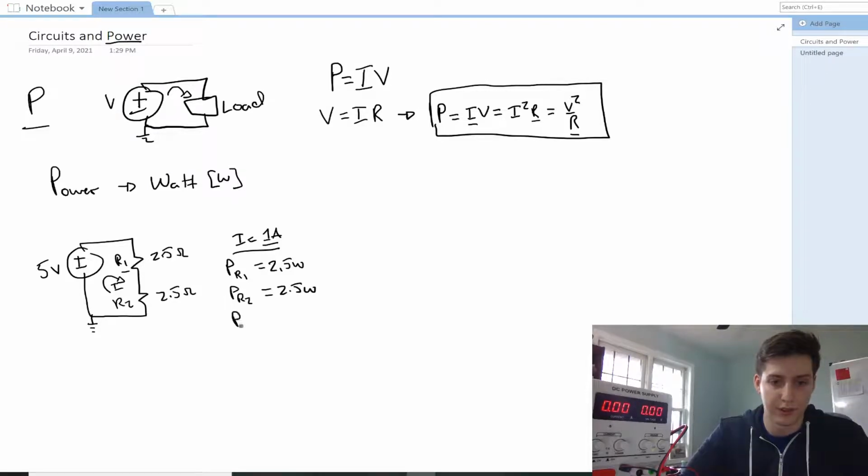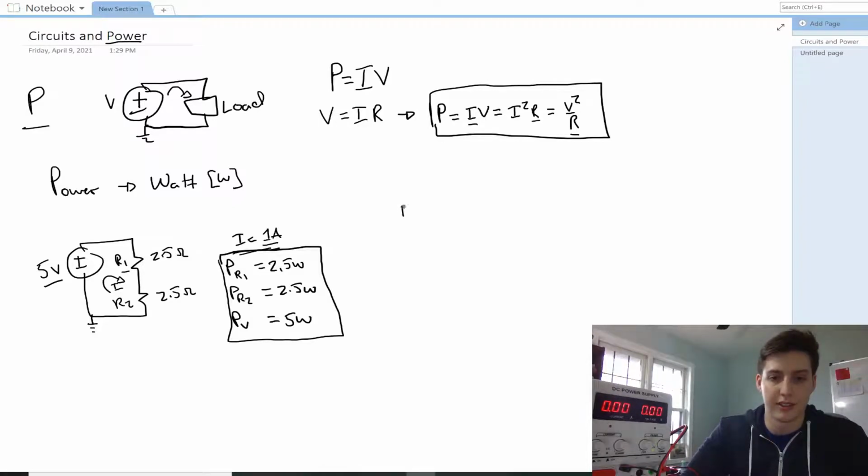Now for the voltage source, which we can just call V, we will have 5 volts, and we know that the current is 1 amp, so we will have 5 watts. So this is all the power components of the circuit.